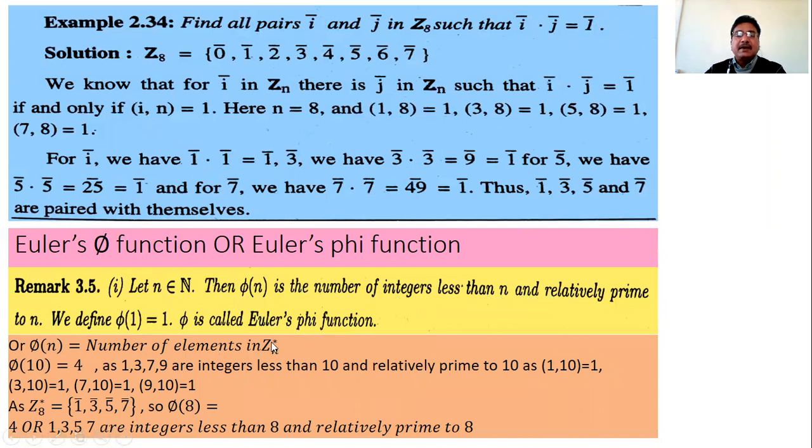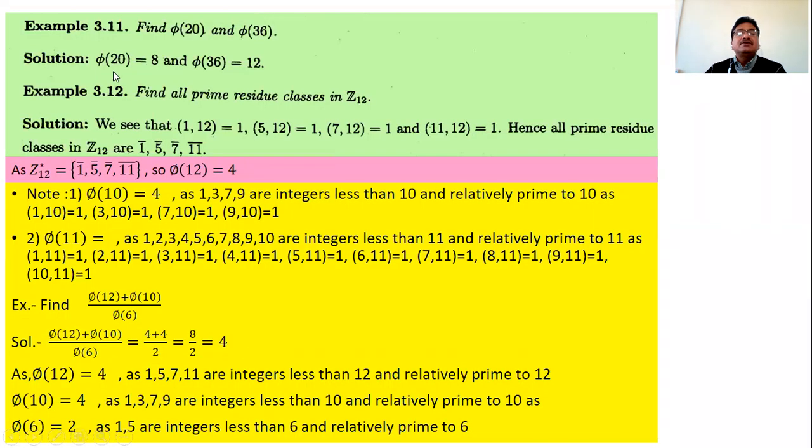We find phi n by using either this definition or by using this trick: find Zn star, and then the number of elements in Zn star is equal to phi n. So find phi n either by using the definition or by using this method. So here is: find phi 20, phi 36. So phi 20 is 8, phi 36 is 12. So how can we find phi 20?